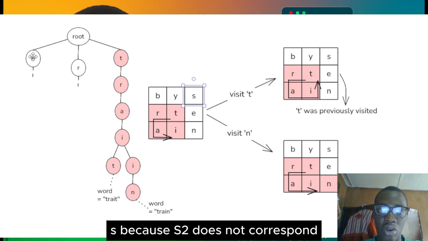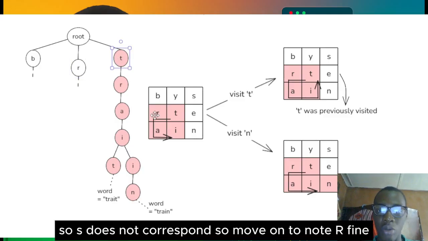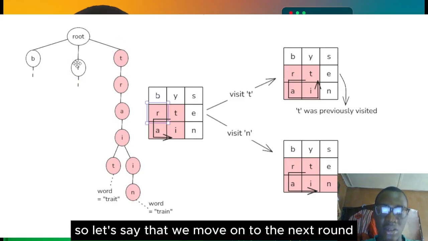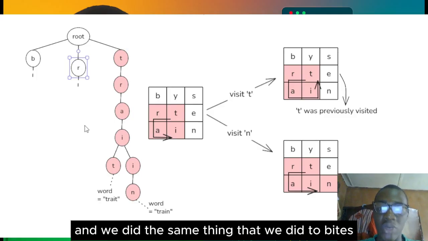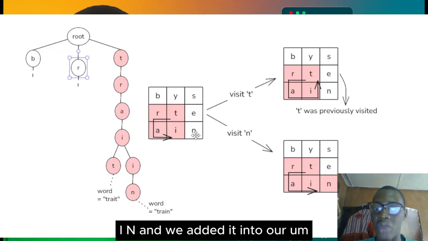Because S2 does not correspond, we only have node B, node R, node C. So S does not correspond, so move on to node R. Fine. So let's say that we move on to node now, and we did the same thing that we did to bytes. We try to traverse and we got to rain, RAIN, and we added it into our output res.